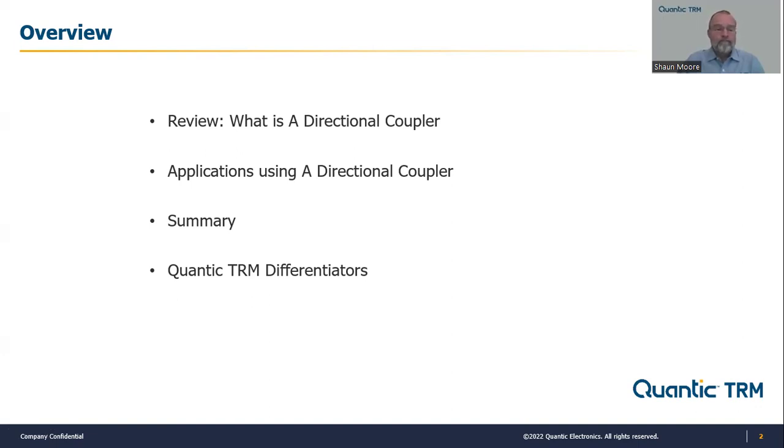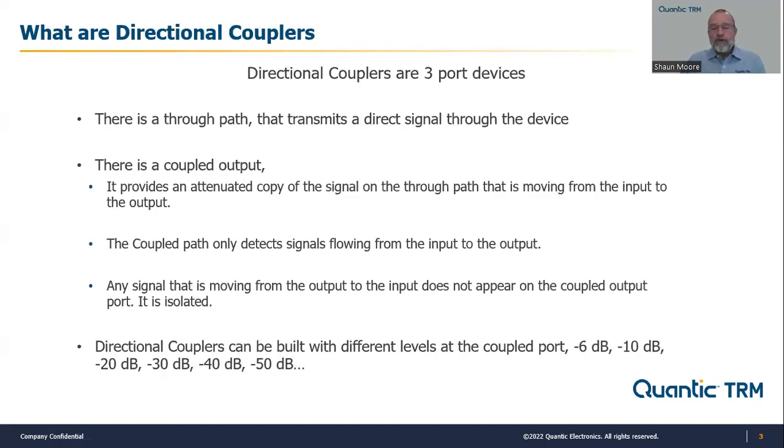Okay, so to get started then, what is the best definition of a directional coupler? Okay, so directional couplers are a very interesting sort of component. They are 3-port devices. There is what we refer to as a through line. So this is a low loss transmission line that runs from one end of the part to the other. And going through the through line, there is very little change of the signal going through the through line. There's a little bit of insertion loss and coupling loss, but the signal goes through largely unchanged.